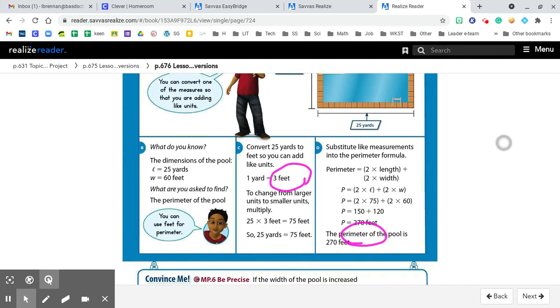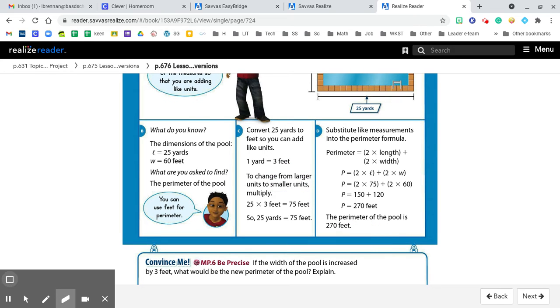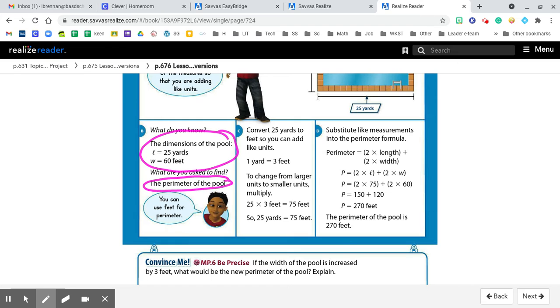As you look, what you know is the dimensions, and we're asked to find the perimeter. That's what you know and what you're looking for. So we're going to have to convert the yards to feet. So now we have the problem that we can actually do.